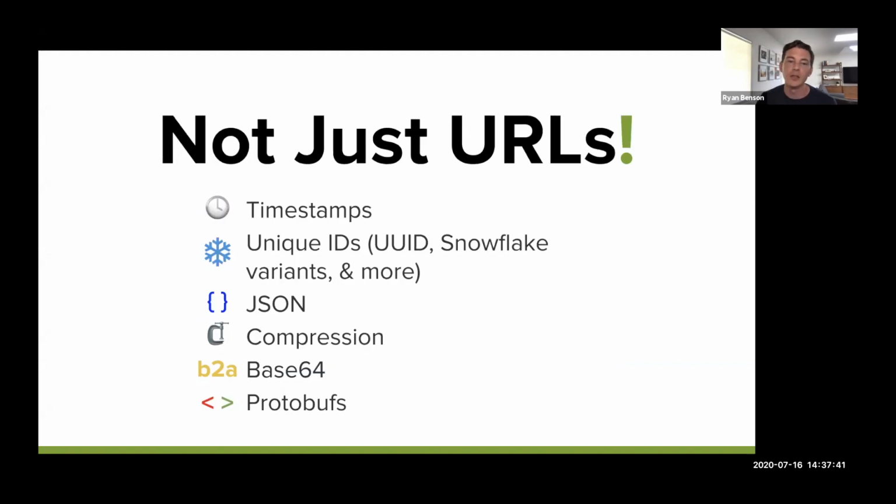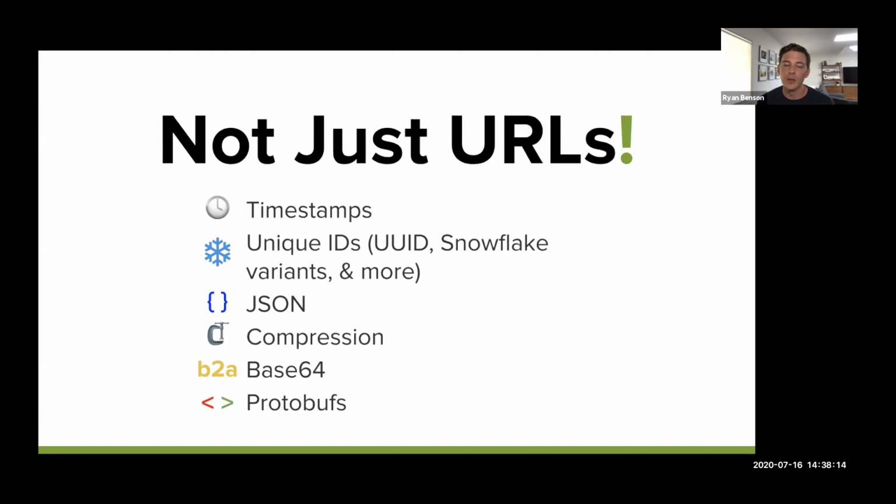But it's not just URLs, right? This was from our examples in the beginning. Unfurl can parse a timestamp. If you want to use it as a tool to translate timestamps into their human readable form, it can do that for you. It translates lots of unique IDs. We talked about UUIDs and snowflake variants, but finding all these different unique ID schemes with timestamps embedded in them has become somewhat of a hobby of mine. So I have a lot of these in here, and I'm adding more all the time. And there's other things like JSON and some compression, like some zip stuff, and base64 encodings, and then protobufs.